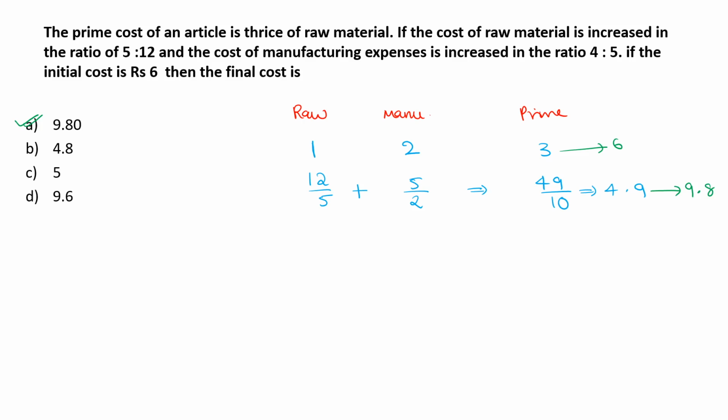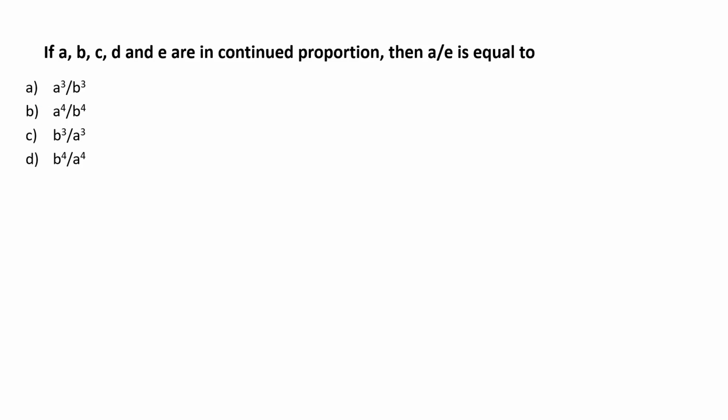Okay. Let us move. If A, B, C, D and E are in continued proportion, then find A by E. What is continued proportion? In my previous classes, I have discussed all the things about ratio and proportion, and all the properties were discussed in my previous videos.